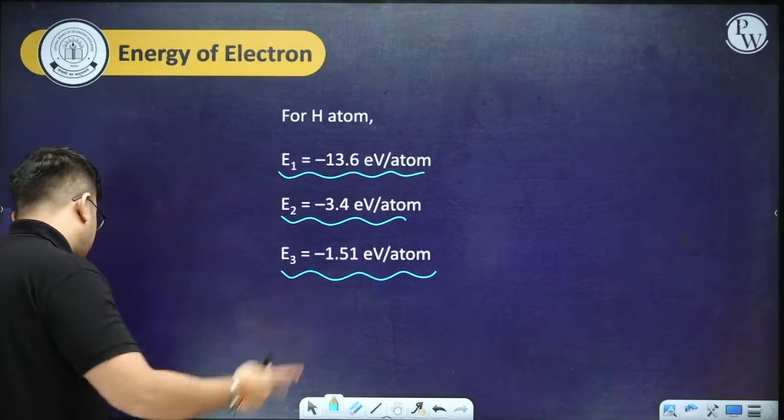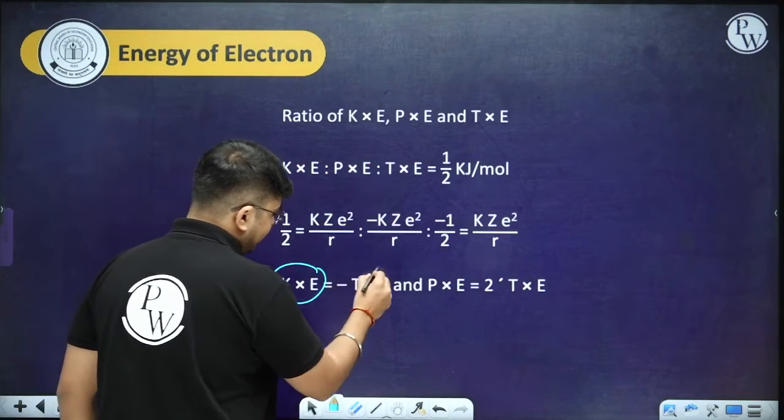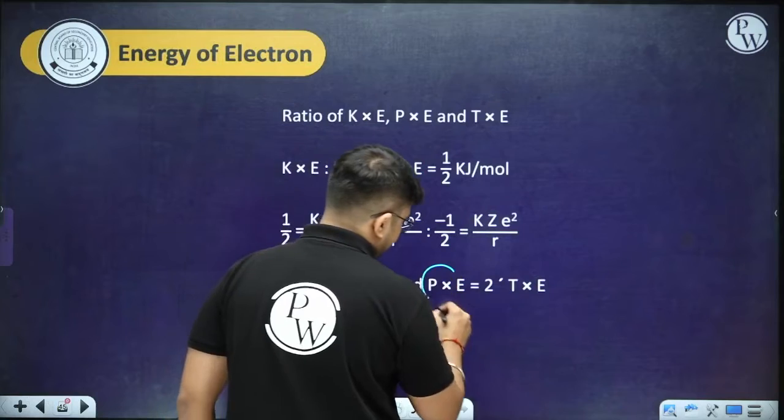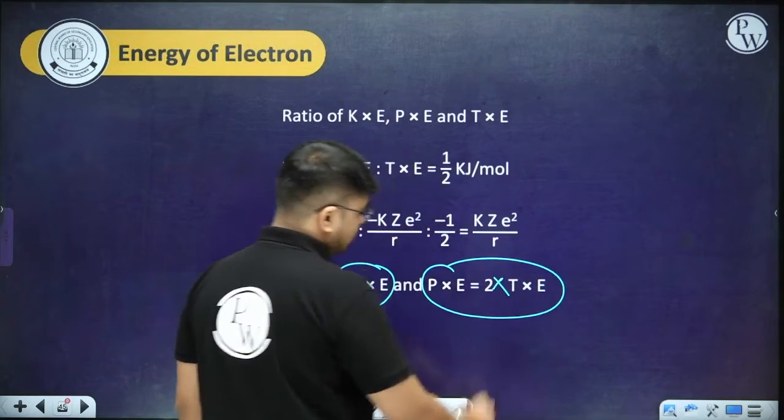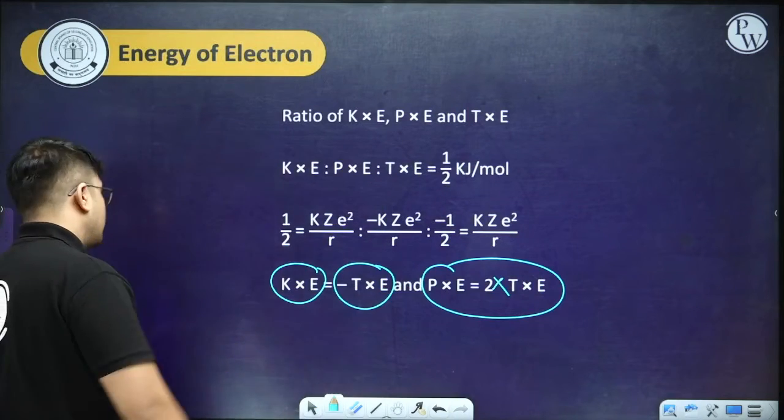But otherwise for hydrogen-like species, you know the formula, and that's why I told you that kinetic energy will be the negative of the total energy, and potential energy is twice the kinetic energy. This relation we have already established. I hope this entire part is clear to everyone.